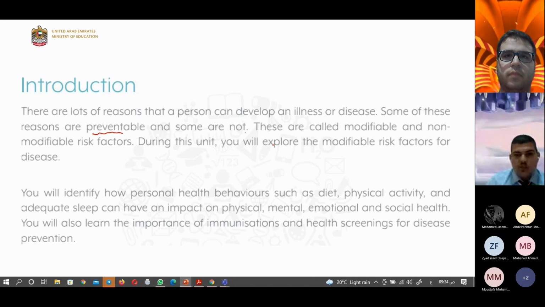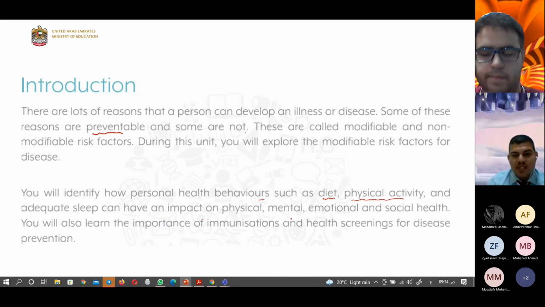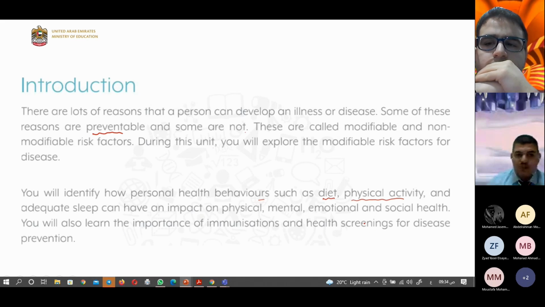During this unit, you will explore the modifiable risk factors for disease, and then you will identify how personal health behaviors such as diet, physical activity and adequate sleep can have an impact on physical, mental, emotional and social health. You will also learn the importance of immunization and health screening for disease prevention.